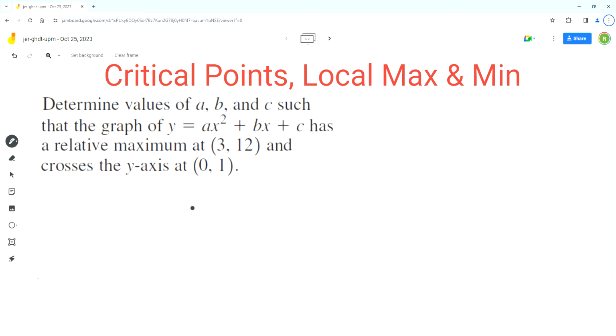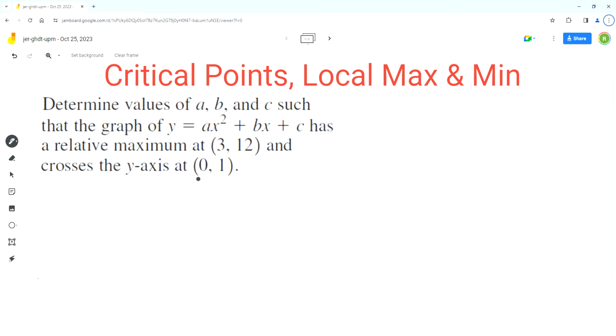So in this video, we'll solve this problem using the concepts of derivatives. As per the problem, determine the values of a, b and c such that the graph of y equals ax squared plus bx plus c has a relative maximum at (3, 12) and crosses the y-axis at (0, 1).